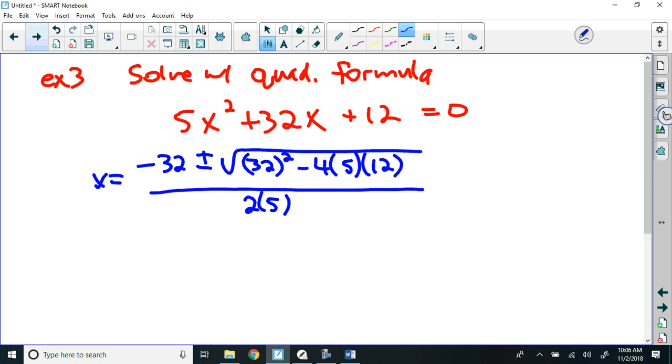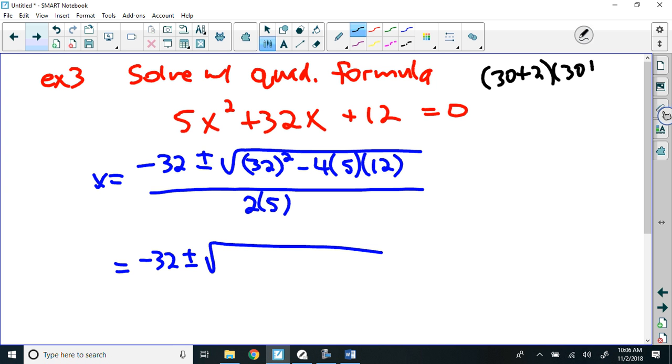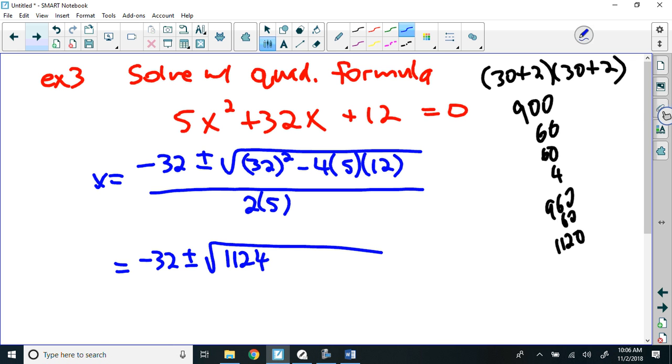That's negative 32 plus or minus the square root. It's going to be over 900. 30 plus 2 times 30 plus 2. That's 960. 60 more and 4 more. That's 960 and 60. That's 1120. 1124. 4 times 5 is 20. 20 times 12 is 240. So minus 240. And that's all over 10.